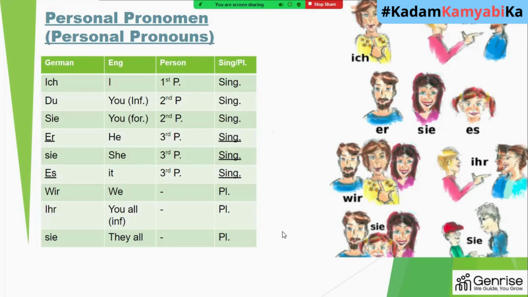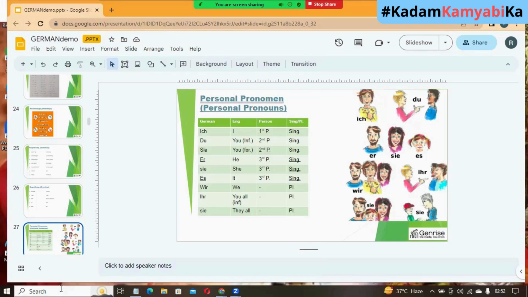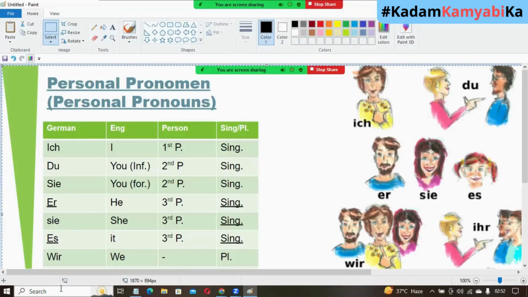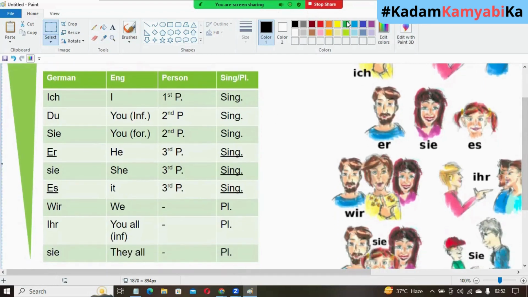Moving further, we'll do personal pronouns today. So what I'll do, I'll quickly copy it on the paint so that I can do highlights also. Please allow me a moment. I hope the screen is visible.